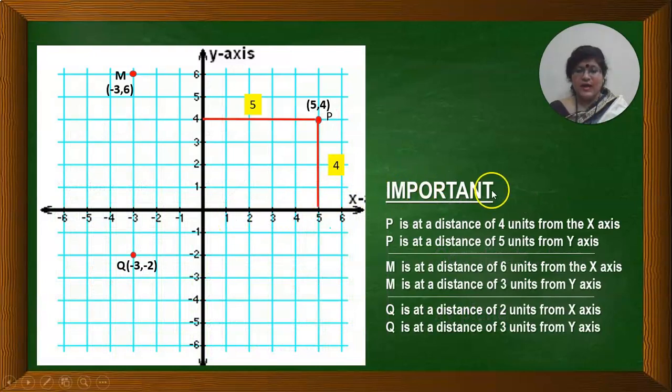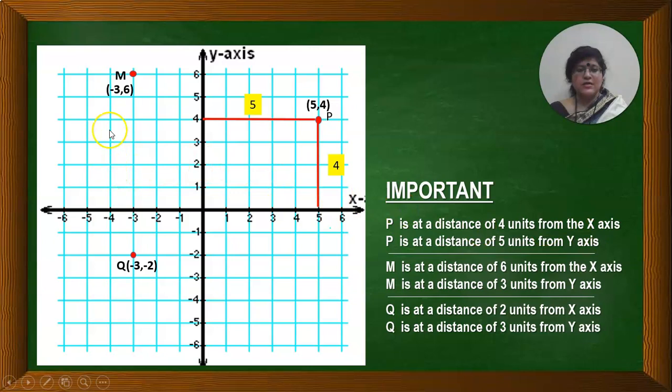Now this is an important point. If you were to locate the position of point P, here P is lying in the first quadrant, its coordinates are 5, 4. You could put it like this, that P is at a distance of 4 units from x-axis. Why is it at a distance of 4 units from x-axis? 1, 2, 3, 4. Why is it at a distance of 5 units from y-axis? See how far this point P is from y-axis. 1, 2, 3, 4, 5. So it is at a distance of 5 units from y-axis.